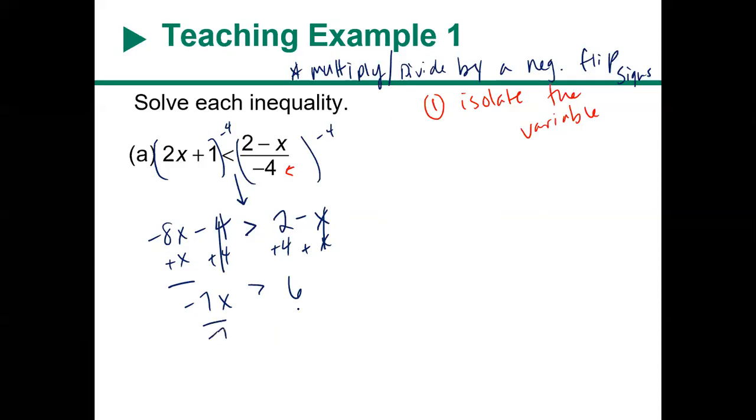I'm going to divide by -7. And notice again, I divided by negative. So what am I going to need to do? Flip that sign. So x is less than -6/7. So the only difference between a linear equation and a linear inequality is you have to pay attention to the sign.